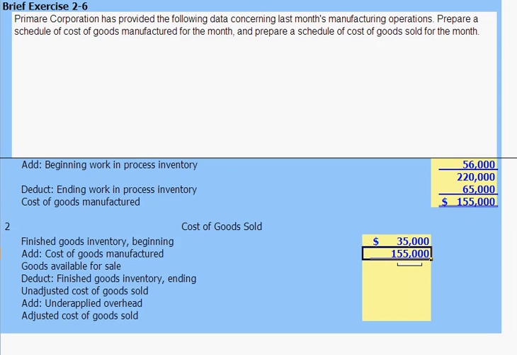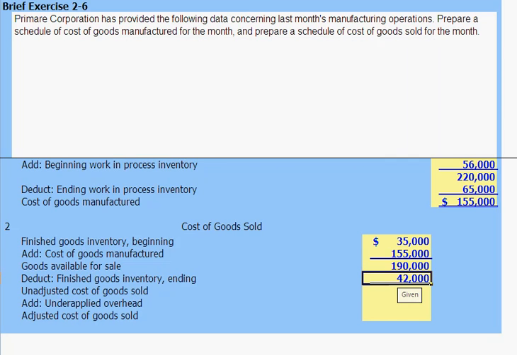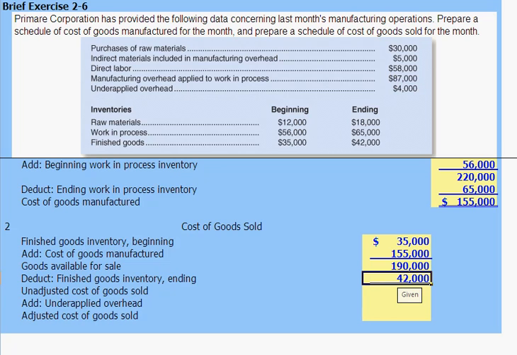We add to that our $155,000 in cost of goods manufactured that we just calculated above, which means that we have $190,000 in goods available for sale. If at the end of the period we are left with $42,000 in ending inventory, which again was given, that means our cost of goods sold on an unadjusted basis was $148,000.